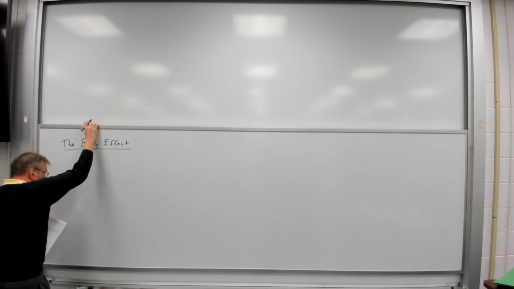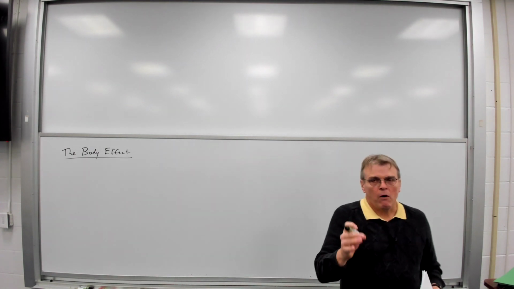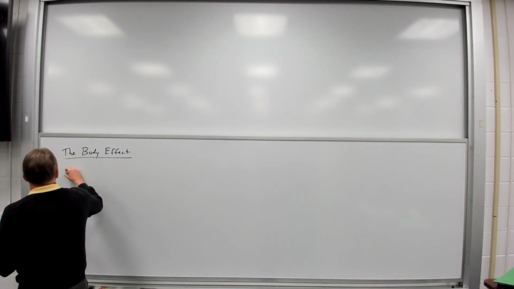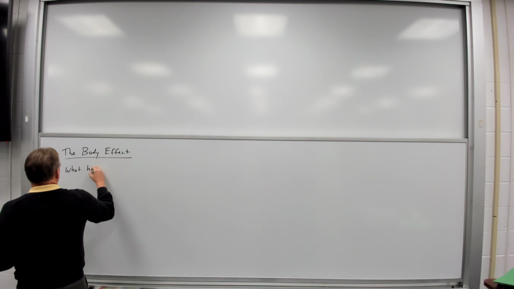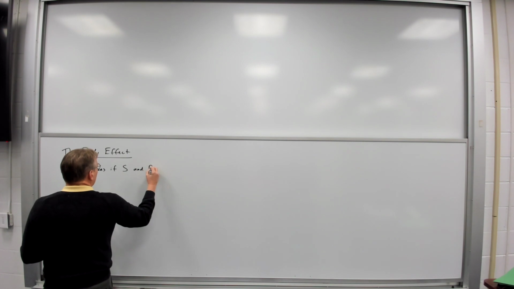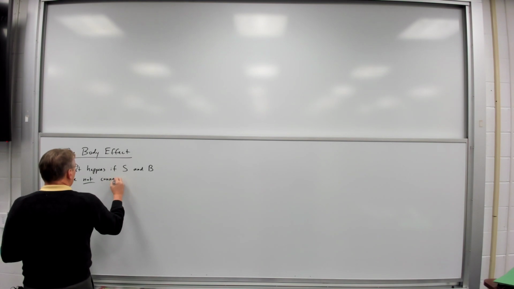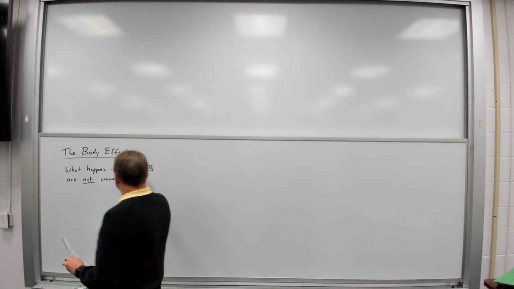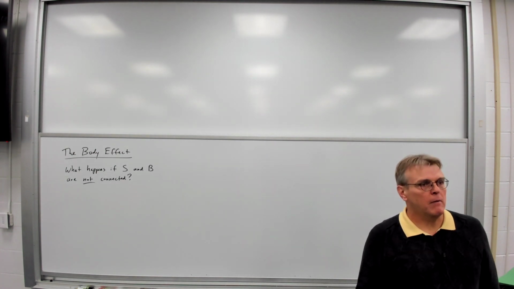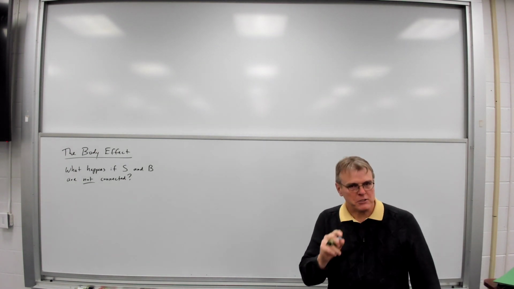Now, so far when we've been looking at MOSFETs and the simple amplifier circuit that we analyzed last time, we've always been assuming the source and the bulk are connected together. What happens if the source and the bulk are not connected to each other? How does that affect the small signal model? I do want to talk about that because it turns out that in MOSFET designs, it has an effect.